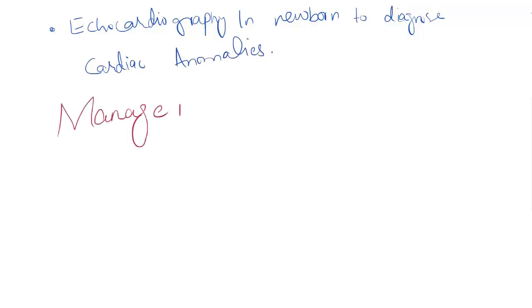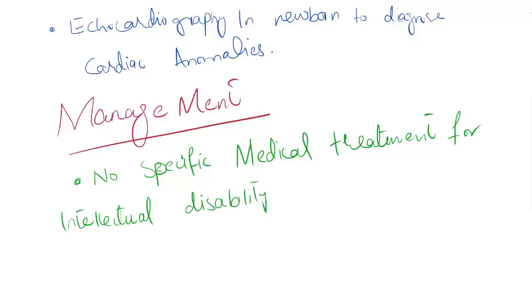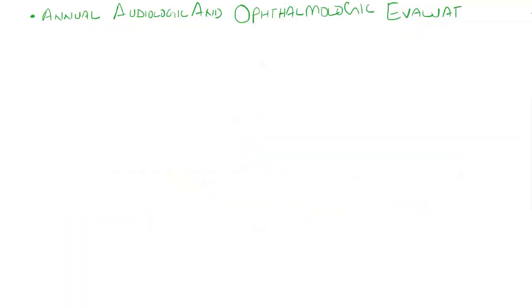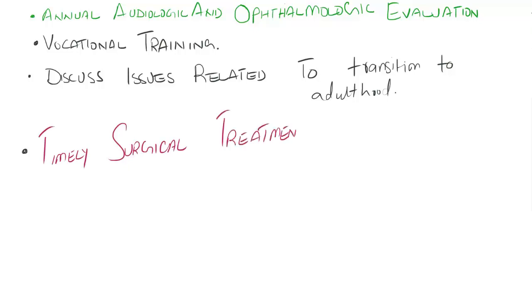Now, management of trisomy 21. There is no medical treatment for intellectual disability, but improved medical care has greatly enhanced quality of life and increased life expectancy. Special considerations include annual audiologic and ophthalmologic evaluation, vocational training, and discussing issues related to transition to adulthood. Timely surgical treatment for cardiac and gastrointestinal anomalies plays an important role in the management.